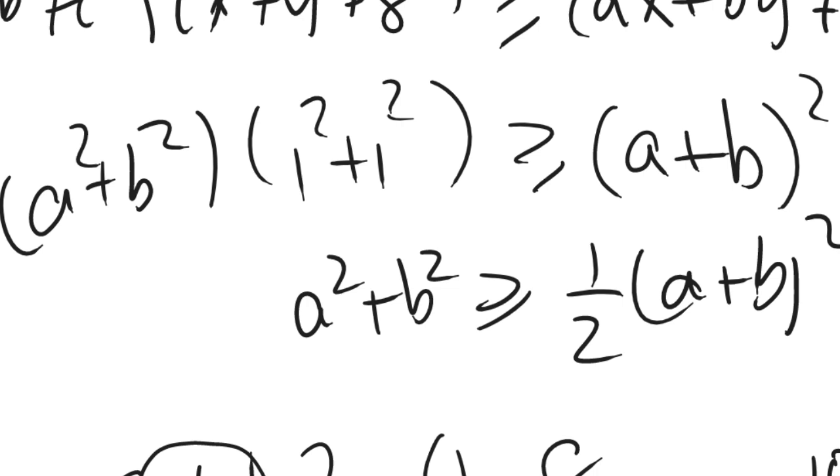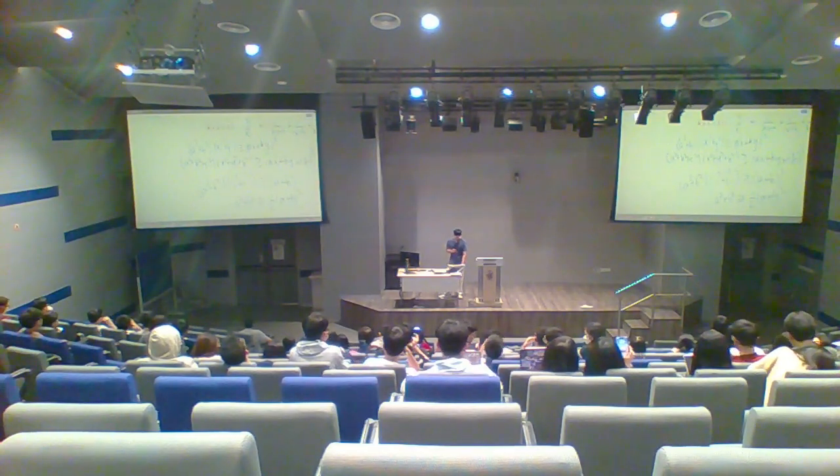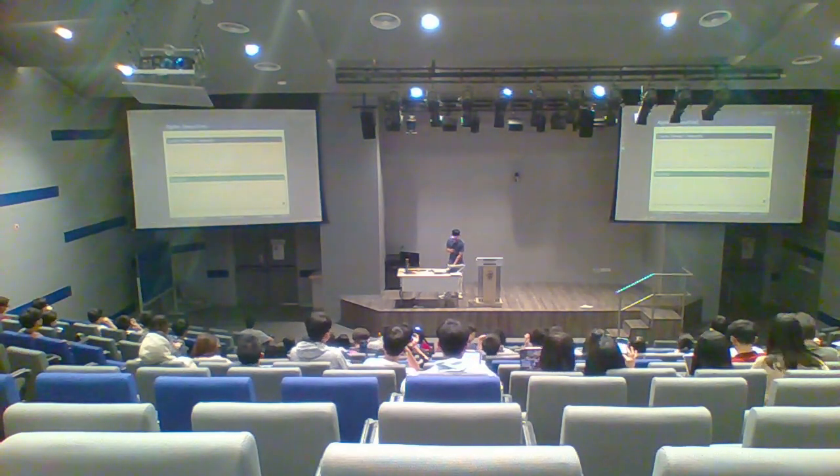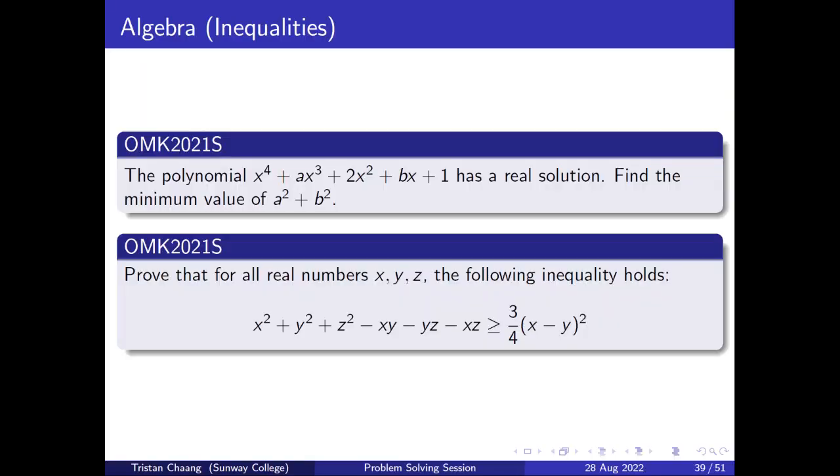Notice this one, a squared plus b squared, and on the right side is a plus b. That's related to example problem 1 here, except it's not a plus b, it's ax cubed plus bx. So you try and see whether you can put x somewhere into that Cauchy inequality as well. And for the second one, a very direct question: just prove that this inequality holds.